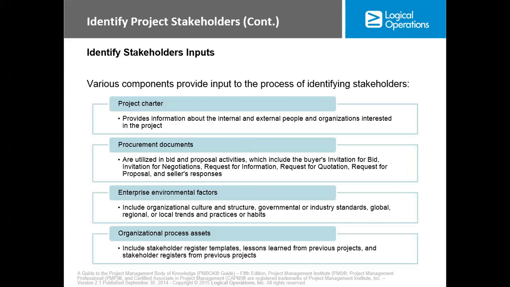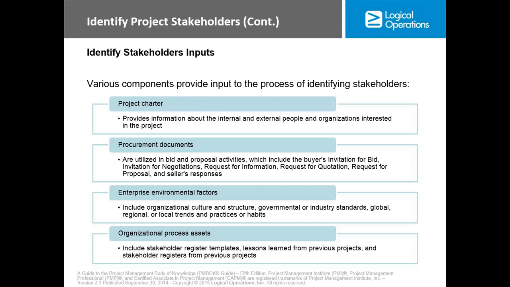The identify project stakeholders process continues. The inputs, like we said, we have the project charter, which provides information about the internal and external people and organizations with an interest in the project. Procurement documents are utilized in bid and proposal activities, which include the buyer's invitation for bid, invitation for negotiation, request for information, request for quotation, request for proposal, and seller's responses. These are procurement documents, things you use in a contractual relationship.